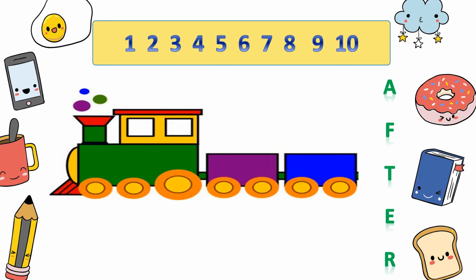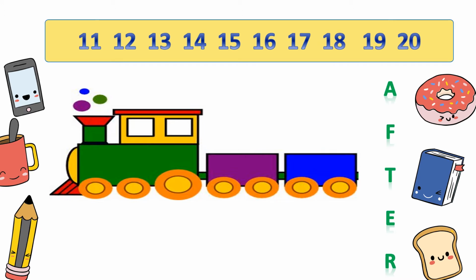Here we have number 3. Can you find which number comes after 3? Look here please, my dear. What is the next number after 3? Yes, it's 4. Here we have number 19. Can you find which number comes after 19? Look here please. Yes, it's 20.